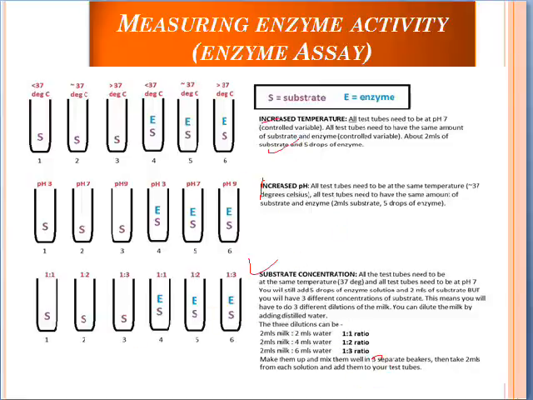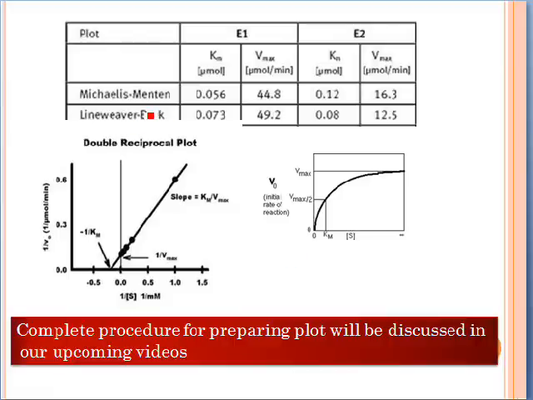Now for the enzyme assay we can take 6 to 8 tubes and set up the experiment, one by varying temperature, one by varying the pH, or by varying the substrate concentration, with which we can create a Michaelis-Menten graph and Lineweaver plot by which we can determine the Km and Vmax. The complete procedure for preparing the plot will be discussed in our upcoming video.